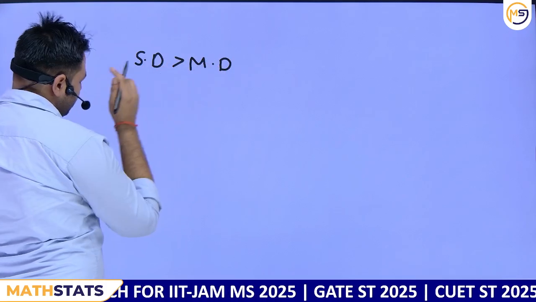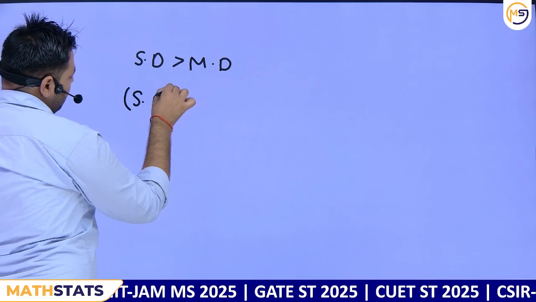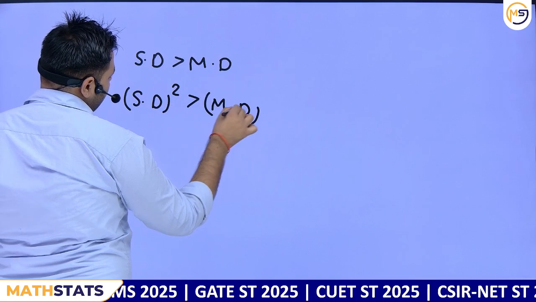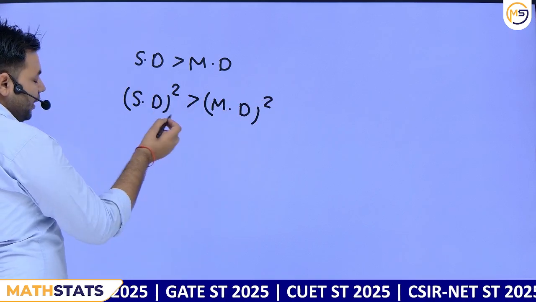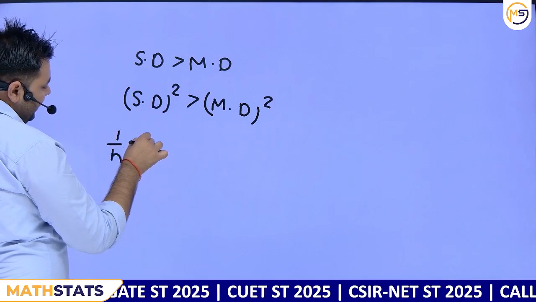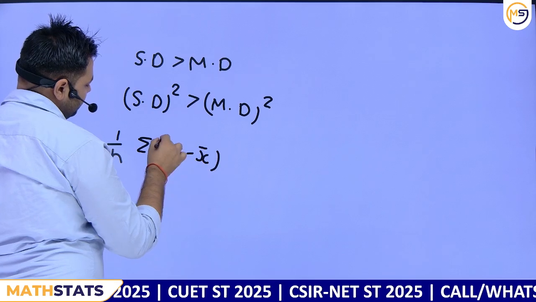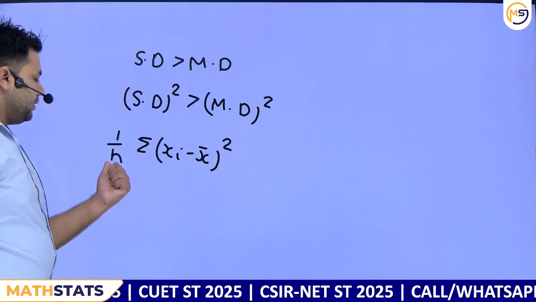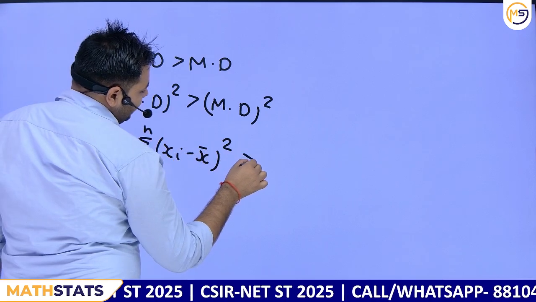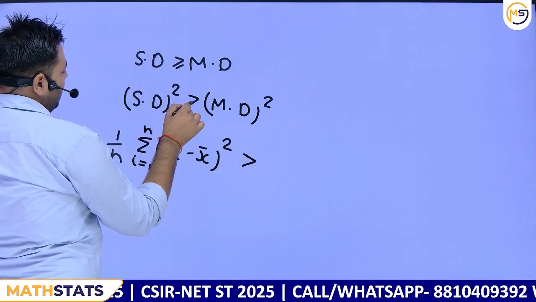Okay, so now SD square greater than MD square. I am squaring both sides. Now what is SD square? This is nothing but variance. So this is equal to 1 upon n summation xi minus x bar whole square, i equal to 1 to n. This is greater than or equal to, or you take the equality case.